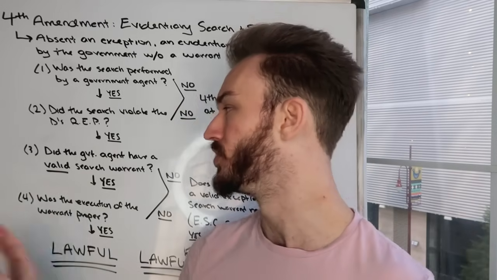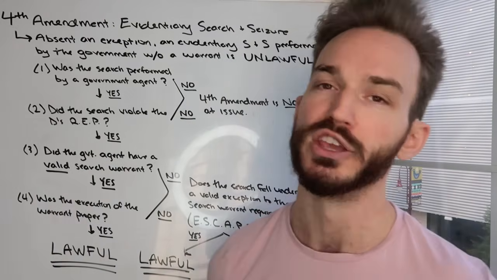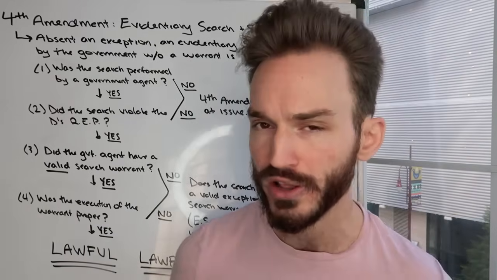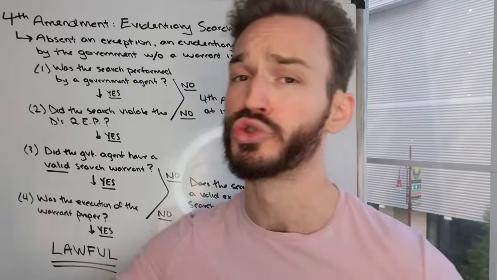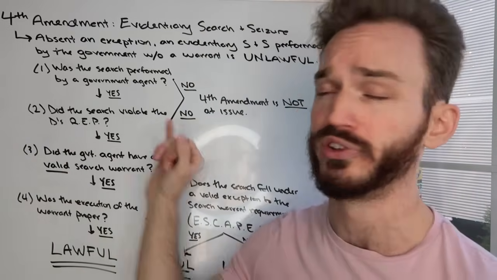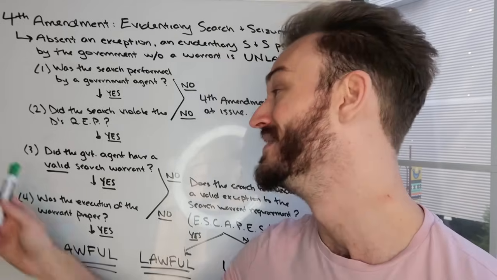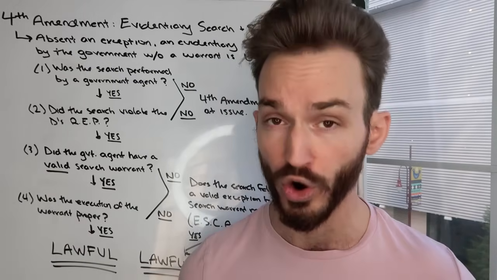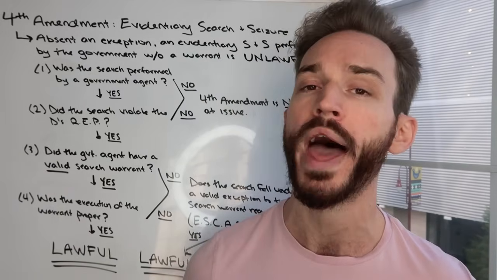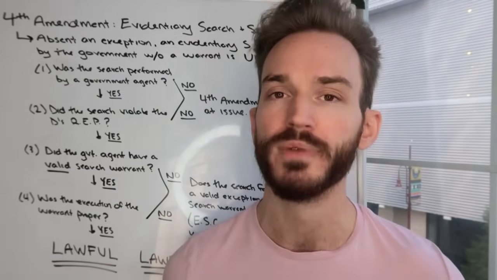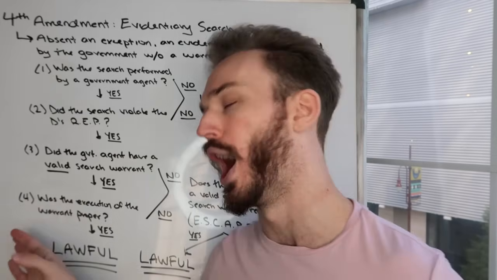So here, once you determine that you have all 3 of these, right? You have a government agent, you have him intruding. This government agent is physically intruding into a constitutionally protected area where the defendant has a reasonable expectation of privacy. He's got a valid search warrant to do this. There's only one question left, and that's going to be whether the execution of the warrant was proper.